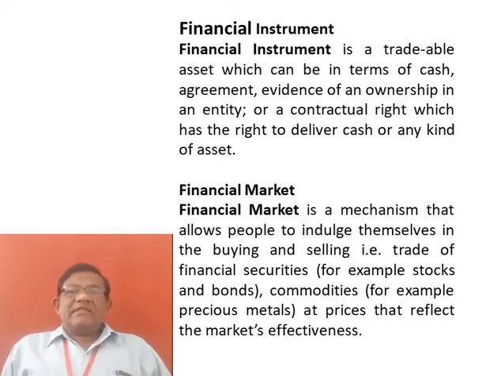The organized component of the money market consists of the Reserve Bank of India, commercial banks, and cooperative banks. The RBI is the head of the financial institutions as well as the monetary authority of the country.